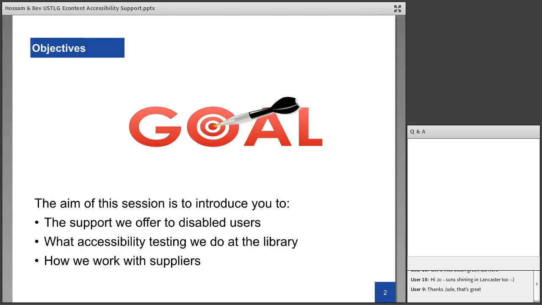Resources are accessible, and how we work with suppliers when we find out that there's some issues with a database or e-content.